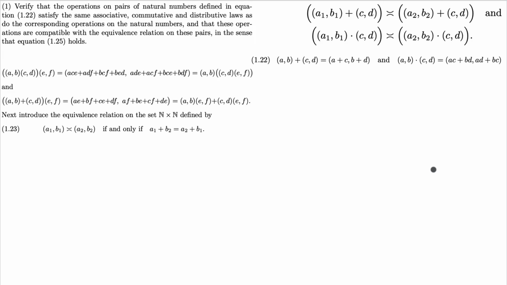Today we'll be starting off question 1 of section 1.2, which reads as follows. Verify that the operations on pairs of natural numbers defined in equation 1.22 satisfy the same associative, commutative, and distributive laws as do the corresponding operations on the natural numbers. And these operations are compatible with the equivalence relation on these pairs, in the sense that equation 1.25 holds. So there's a lot here, so take a second to read all of it.